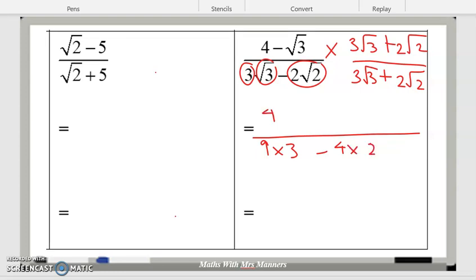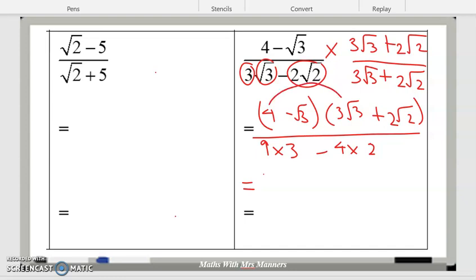In the numerator, I have a long binomial expansion. So for those of you who find this hard, you can write it out like that so that you can expand it in the next line. Some of you may not need to. Let's expand it. We've got 4 times 3 root 3, that's 12 root 3. And 4 times 2 root 2, that gives me 8 root 2. We've got minus root 3 times 3 root 3. That'll give me minus 9. That one's tricky because the root 3's, let me highlight them, these root 3's become 3. Then you times that 3 by 3, you get 9, and then you've got a minus here. So altogether we get minus 9.